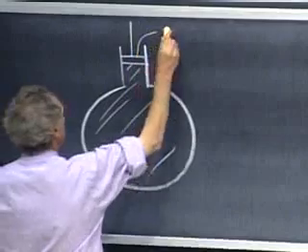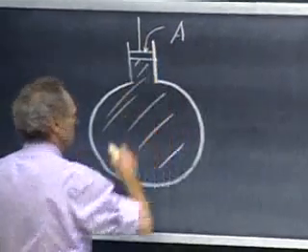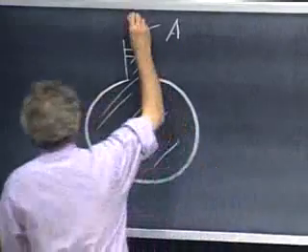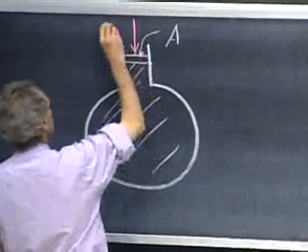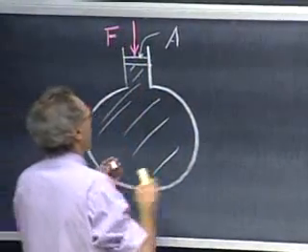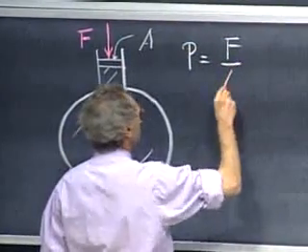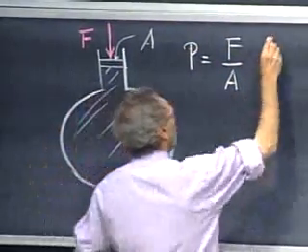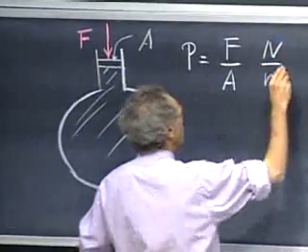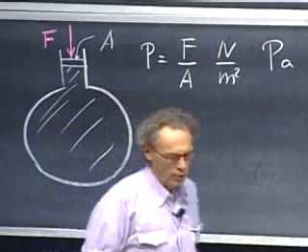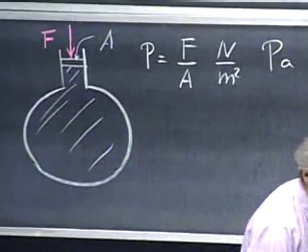This has area A here, and I apply a force on it in this direction. Then I apply a pressure. Pressure is defined as the force divided by area. It has units newtons per square meter, which is also called Pascal. 1 Newton per square meter is 1 Pascal.